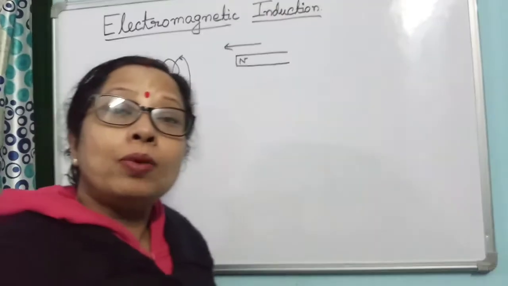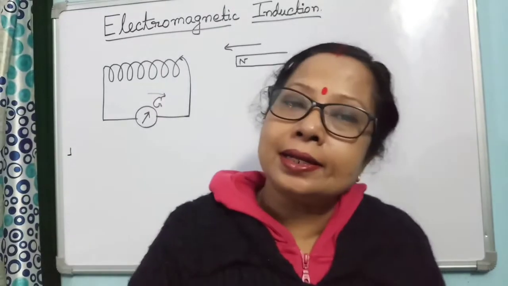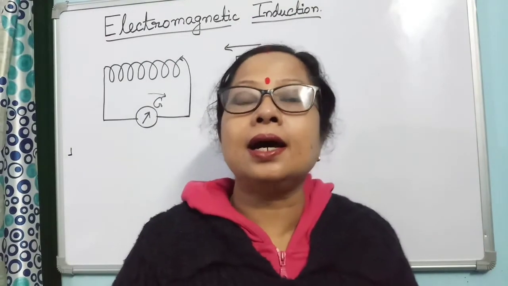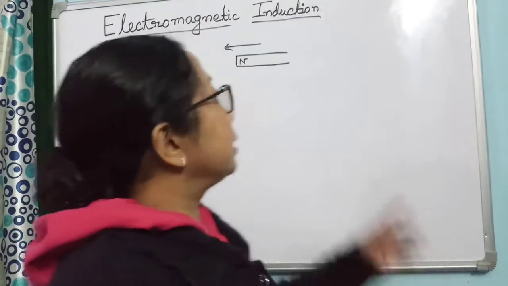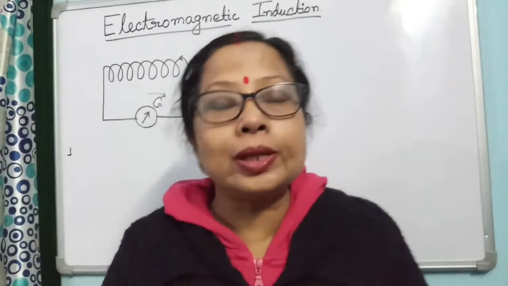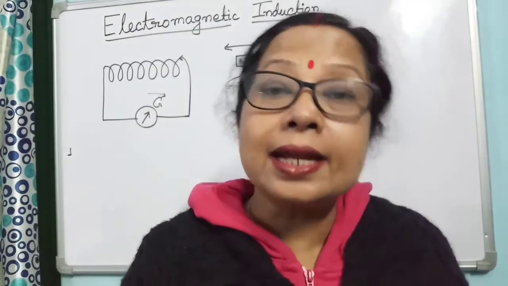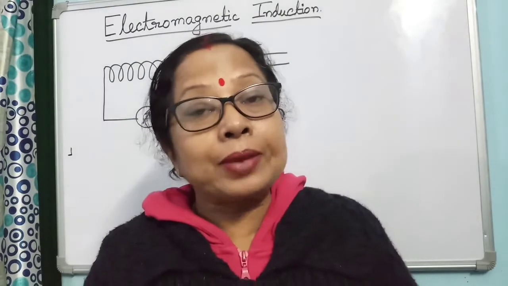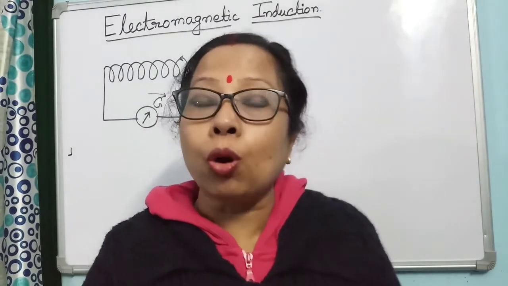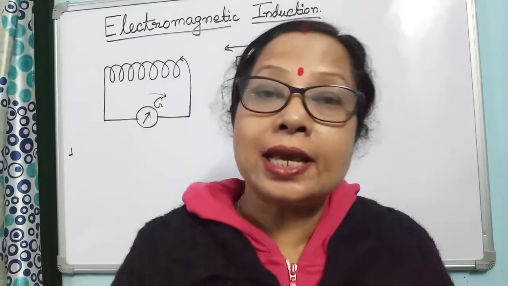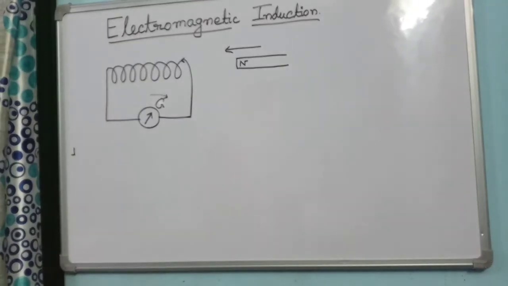Alright, so why is it happening? Because when there is a relative motion between the north pole and the coil, the magnetic flux linked with the coil changes. As a result, an EMF is induced in the coil, and as the circuit is closed, a current passes through the coil. So this phenomenon is known as electromagnetic induction.